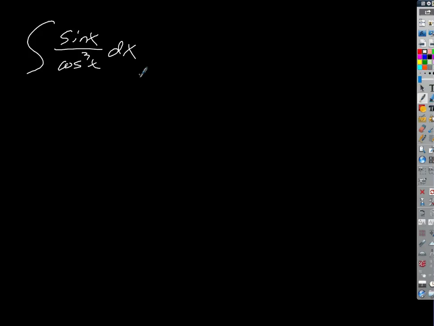Okay, this one's a little trickier. Suggestions for a u here? Cosine, good. Now why not sine? I know you know what you're doing on this. I can tell. We know how to differentiate sine, but not a cosine cubed. Okay, not a cosine cubed, right.